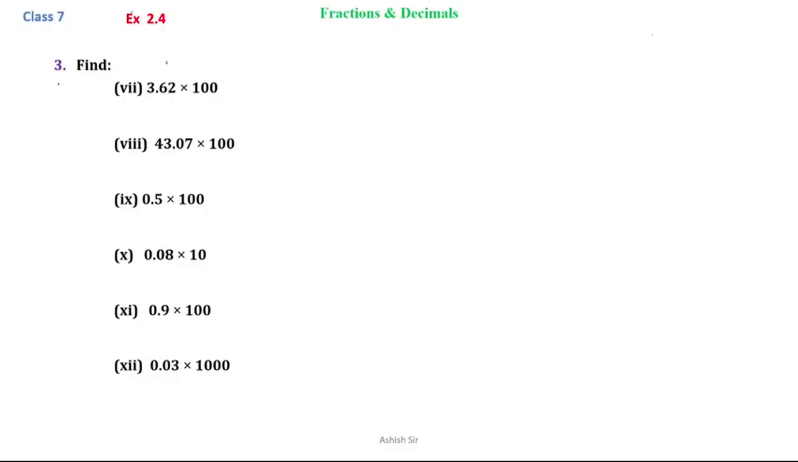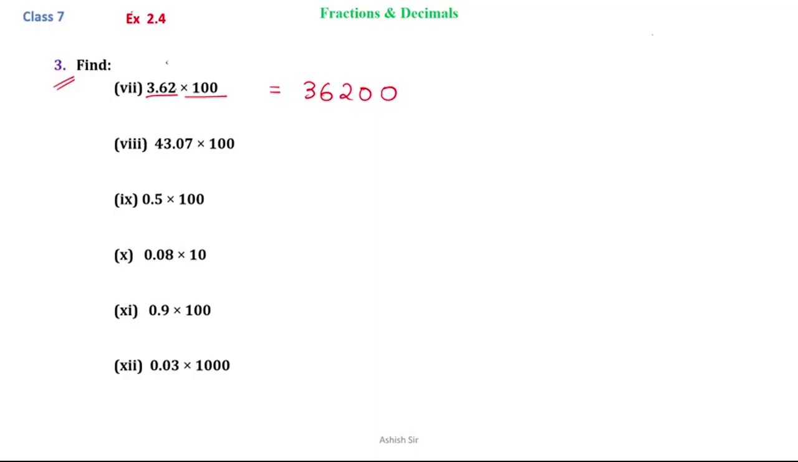Exercise 2.4, question number 3. Now here we will do multiplication of 3.62 into 100. So firstly we will multiply the digits. So it will be 36200.